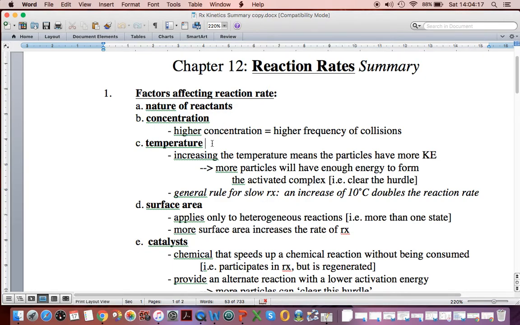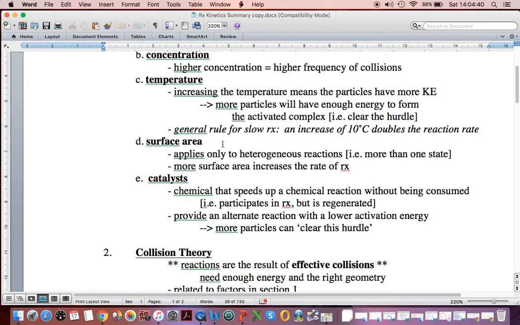C, increasing the temperature. Well, now you've increased the kinetic energy of the particles so they can transform that energy into potential, and that means more particles will be able to form the activated complex and you get a faster reaction rate. The general rule for a slow reaction is if you increase a slow reaction by 10 degrees, it doubles the reaction rate. Surface area applies to heterogeneous reactions.